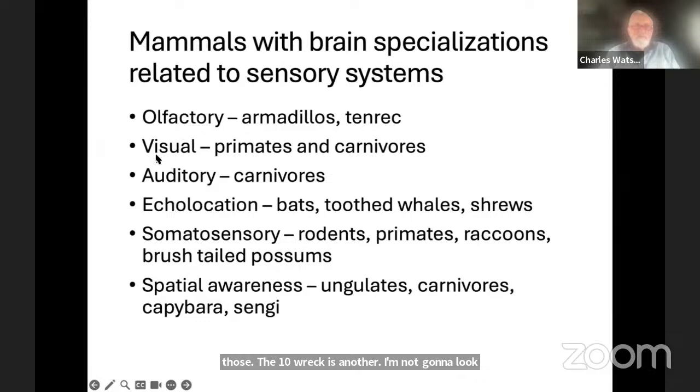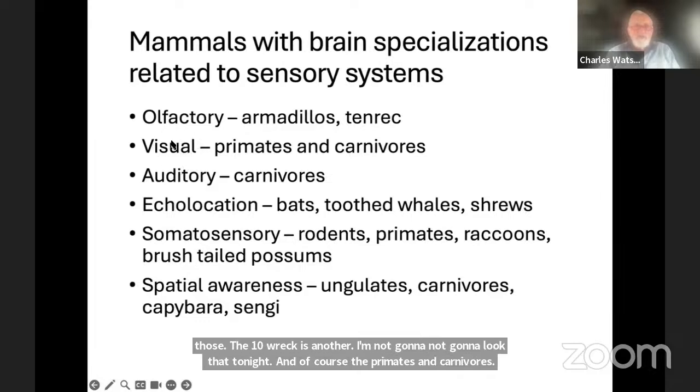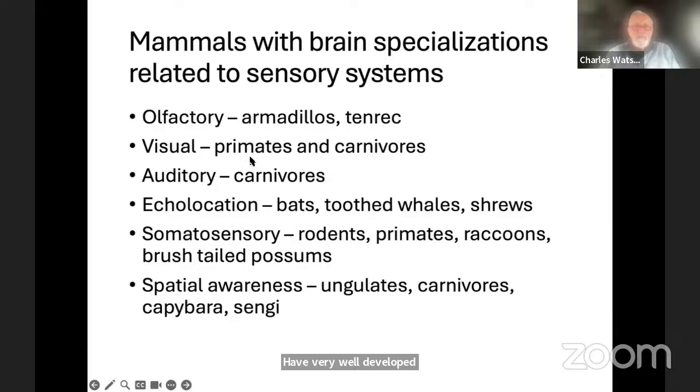And of course, the primates and carnivores have very well-developed visual systems. Primates need them because characteristically they live in the trees and they need very good three-dimensional vision. And carnivores use them for hunting, most importantly. The carnivores also have pretty good auditory system for listening to whatever is going on around them.